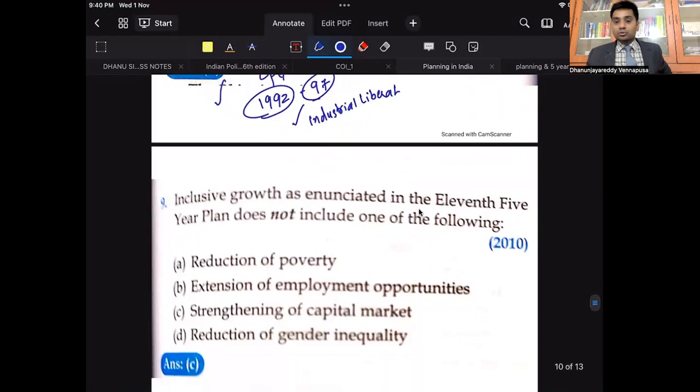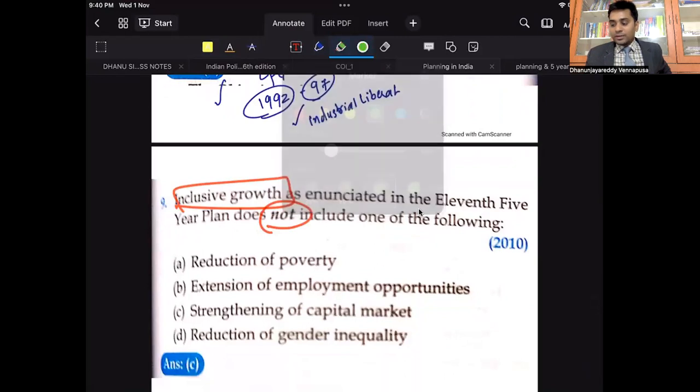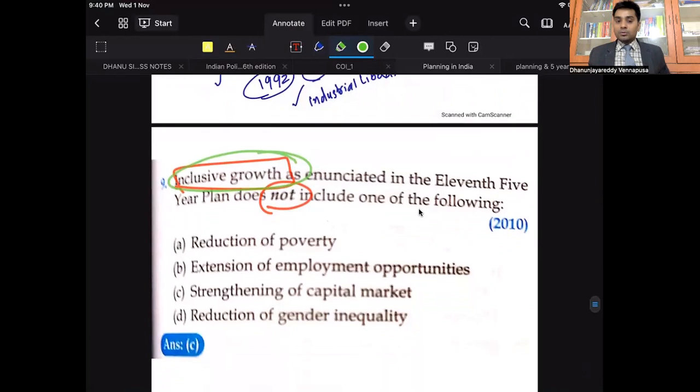Inclusive growth, as enunciated in the 11th 5-year plan, does not include which of the following? So which of the following is not a component of inclusive growth? If you know the meaning of inclusive growth and how inclusive growth is attained, you can solve this problem. Now what is the technique? Inclusive growth is a positive term. Look at all the positives which will be helping the people.